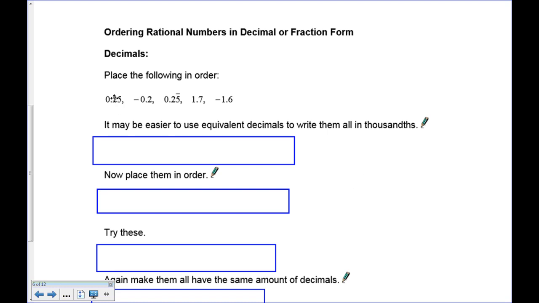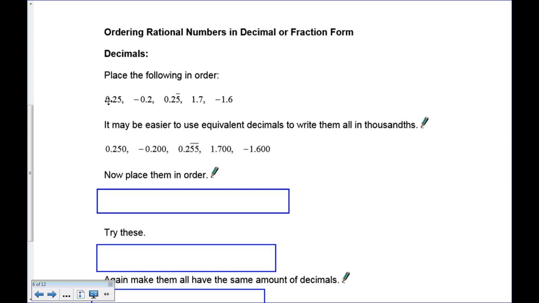Now, ordering rational numbers. When numbers are all in decimal form, it's easier if you make them equivalent with the same number of decimals. I chose to do thousandths here. So I rewrite this as 0 and 250, three decimal places. I put this in three decimal places, I put this in three decimal places, etc. Now, since they have all got zeros here, here, and here, I can just compare the decimal parts. These ones can be compared relatively easily because that's a negative one, that's a positive one. Now putting them in order from least to greatest, remember the larger the negative number, the smaller it is. So the smallest number is going to be negative 1.6.